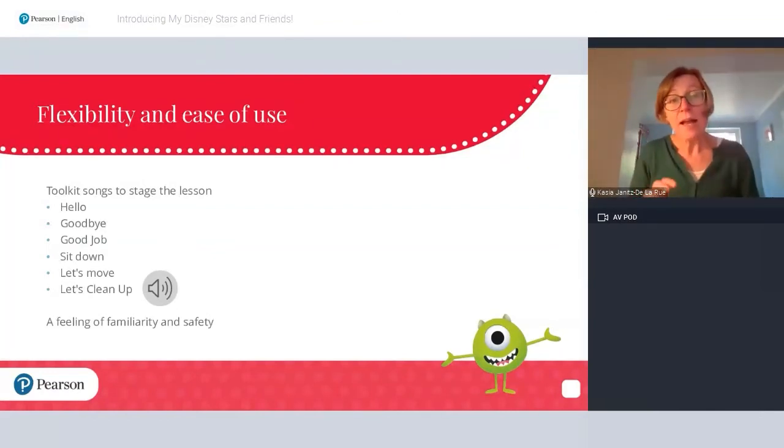Let's Move is kind of the opposite. If children have been focusing on, for example, drawing or coloring something, and they are getting a little bit too full of energy and a little bit fidgety, you can use this song to help them release their energy so that they can focus again. There's a lot of songs and chants in the course, so you can use other songs as well, but this one is always to hand.